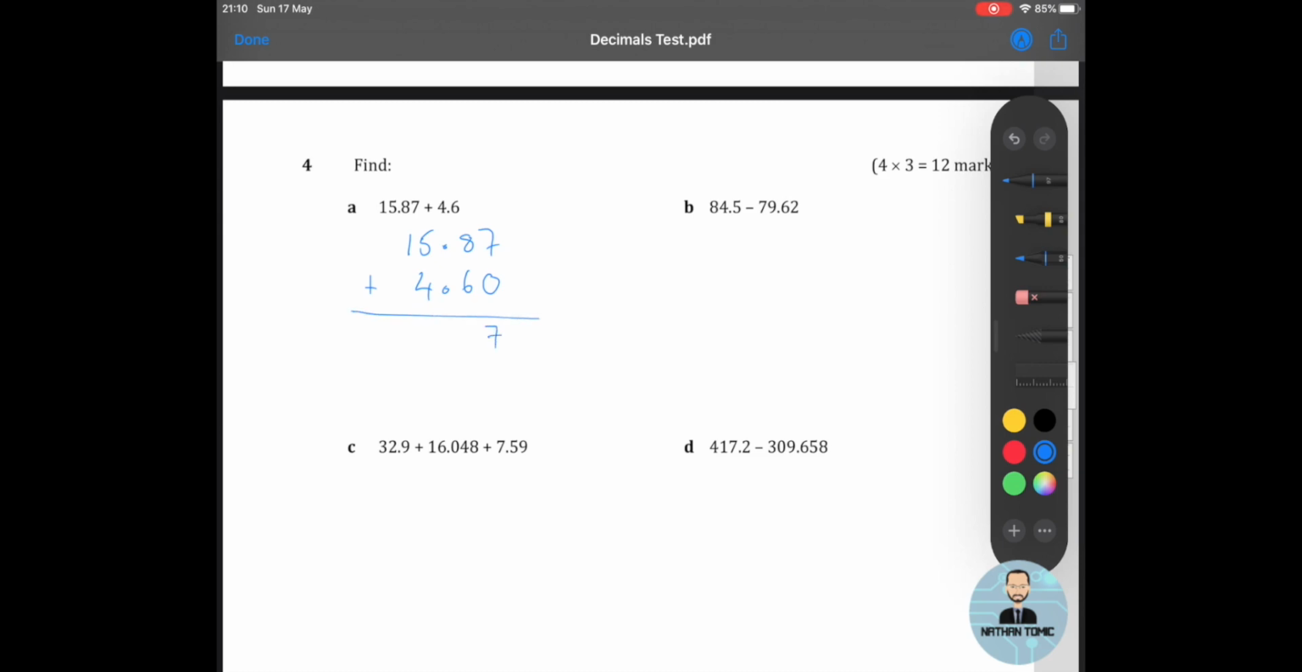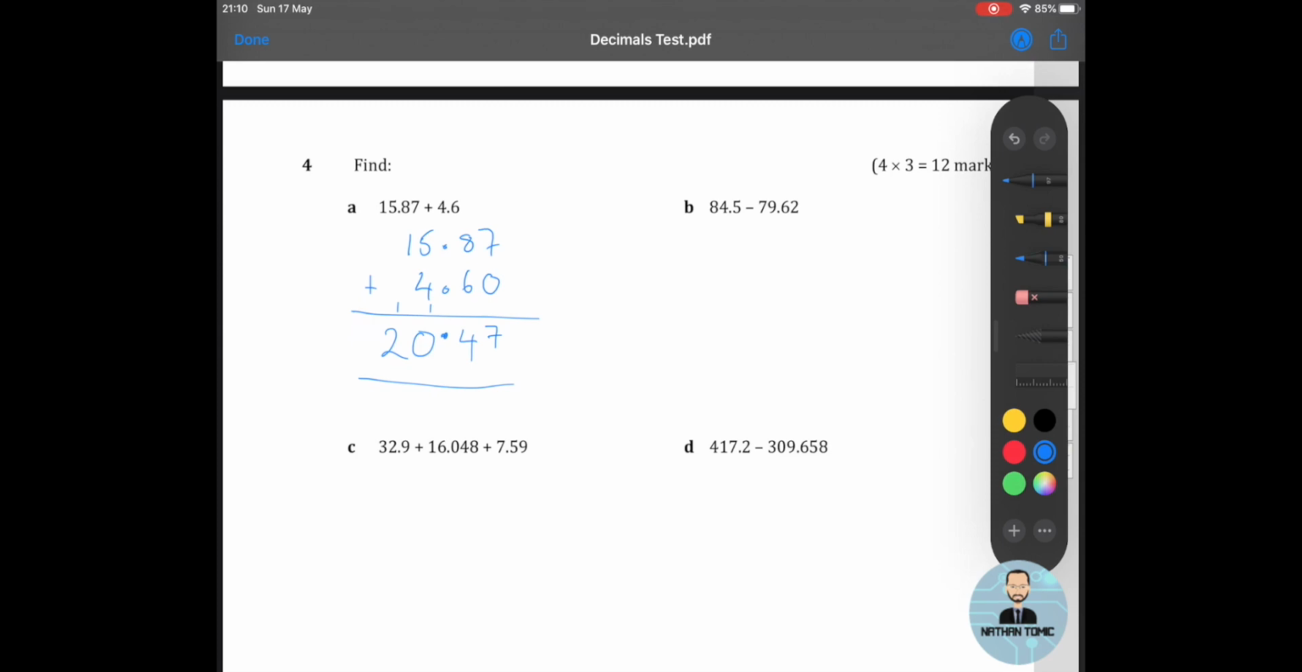So now we just do a simple addition. So 0 and 7, of course, is 7. 6 and 8 is 14. So we carry the 1 up. Don't forget the decimal point staying in line. 5 and 4 is 9, plus that 1 that we carried, of course, is 10. And then the 1 plus the 1 we carried is 2. So we should have an answer of 20.47.